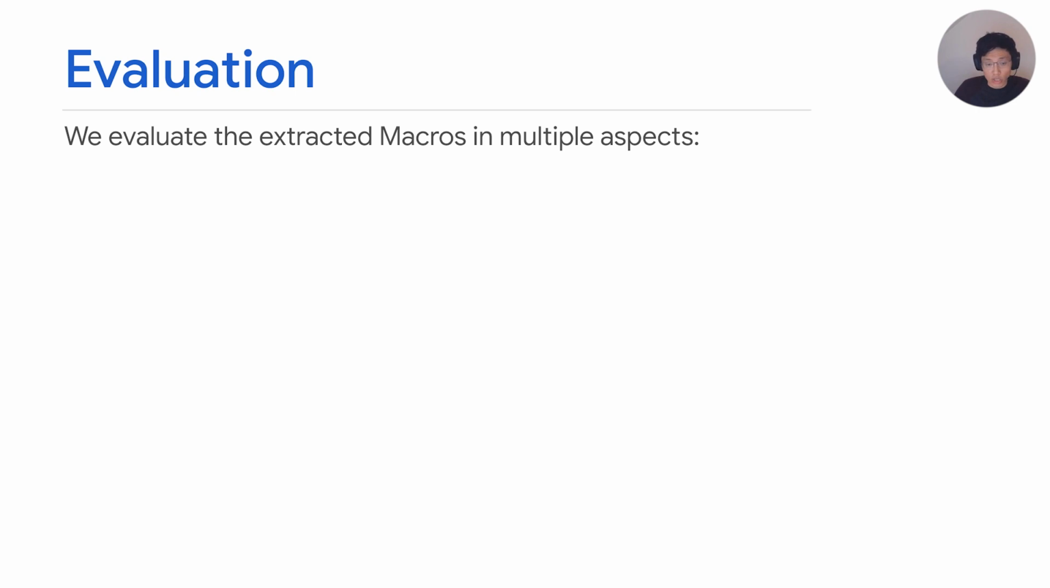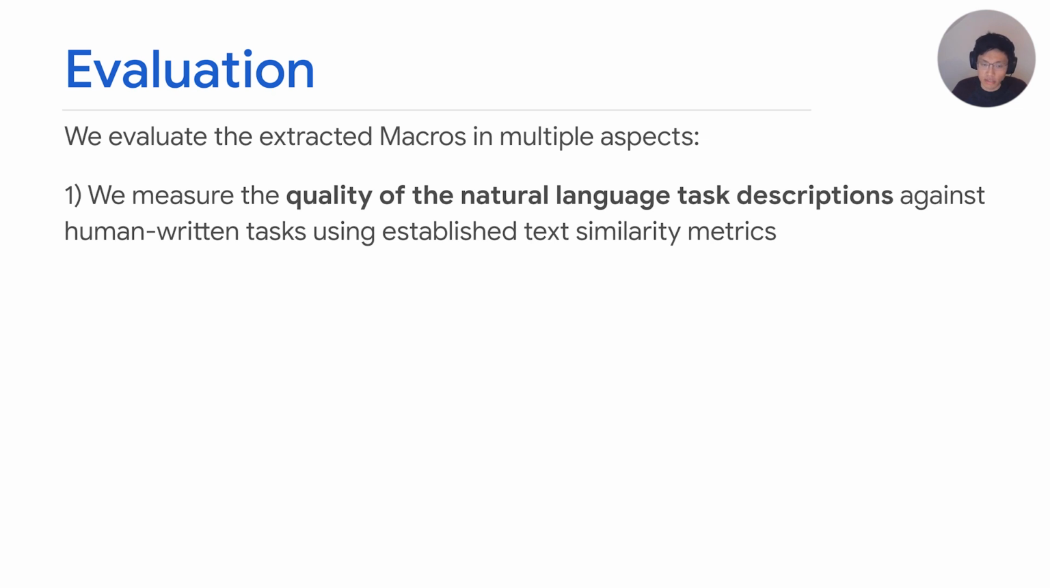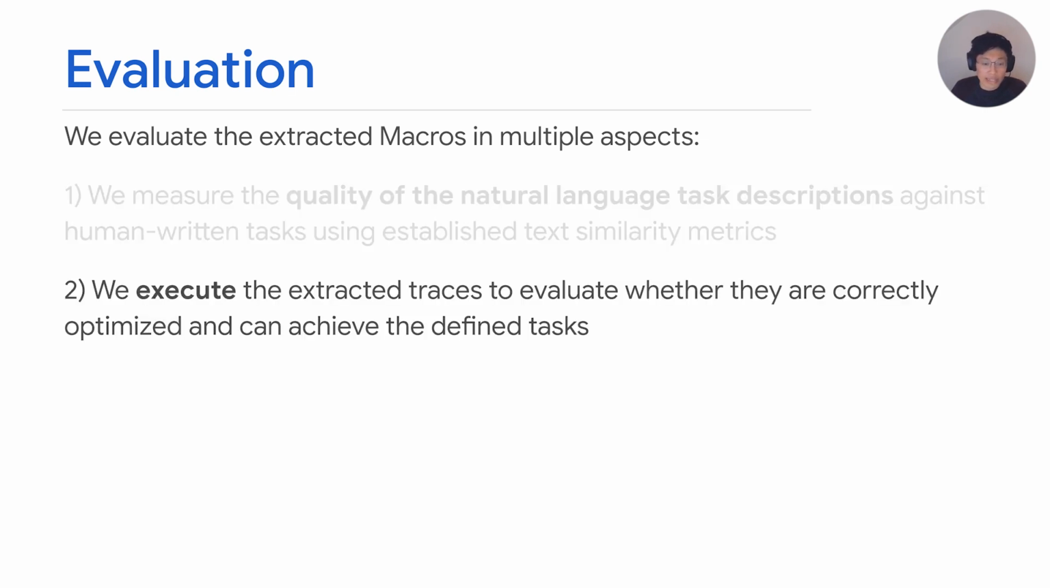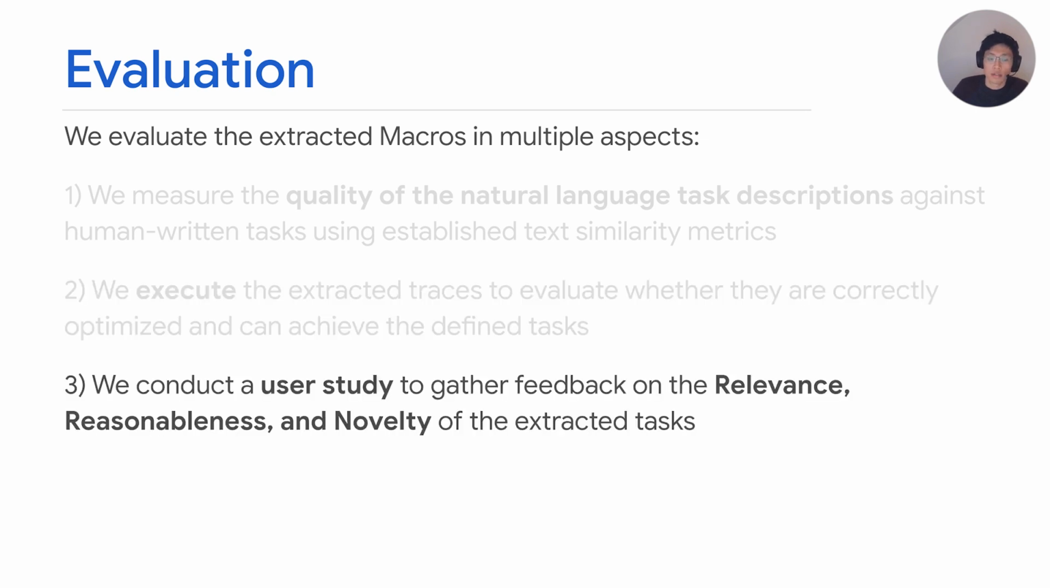Besides looking at extraction examples that demonstrates our system's capabilities, we systematically evaluate our systems in multiple aspects. First, we measure the quality of the task descriptions of the macros in natural language against human written tasks using established automatic text similarity metrics. We then execute the extracted traces to investigate whether the macros are correctly optimized and can achieve the defined tasks in the macros for our users. Finally, we conduct a user study to gather human feedback on the relevance, the reasonableness, and the novelty of the extracted tasks, and also comparing them against a baseline of human-curated golden tasks.